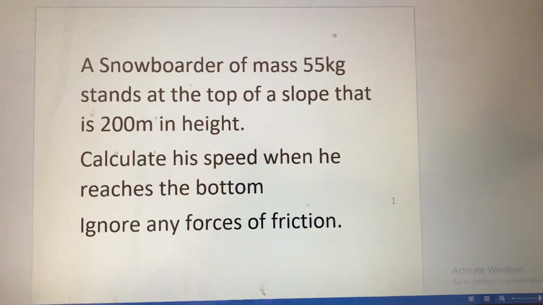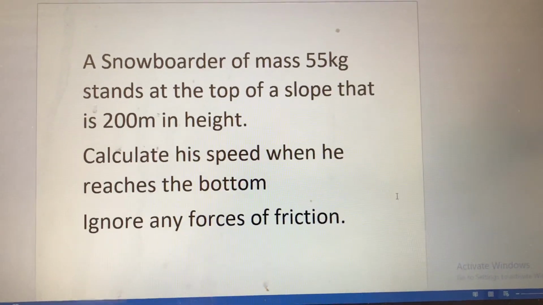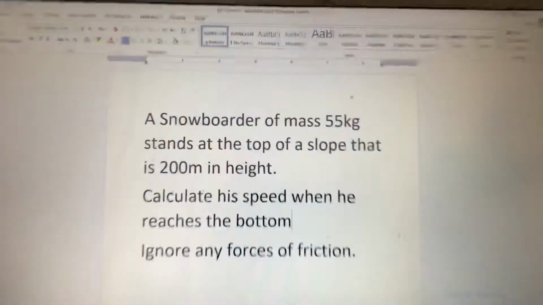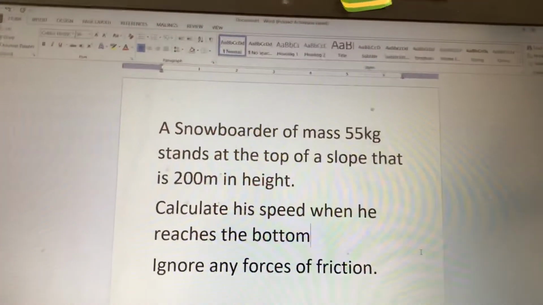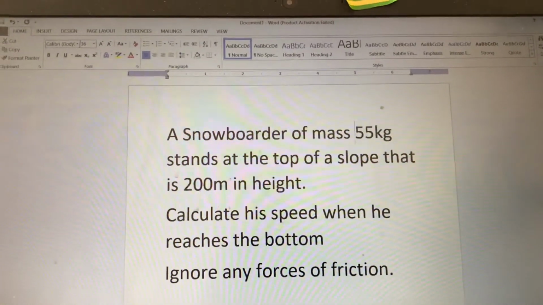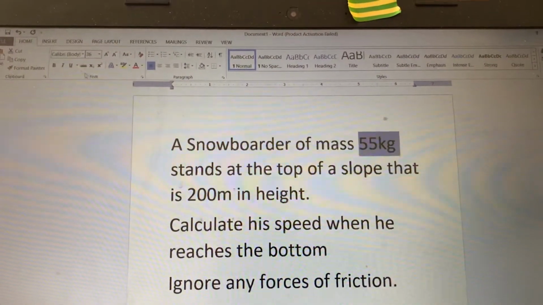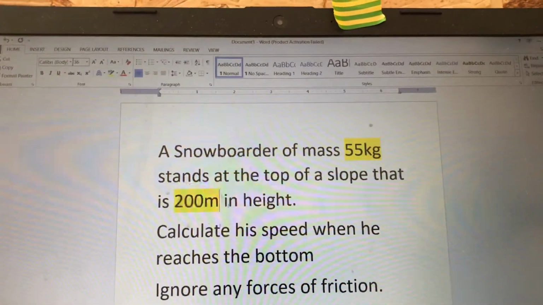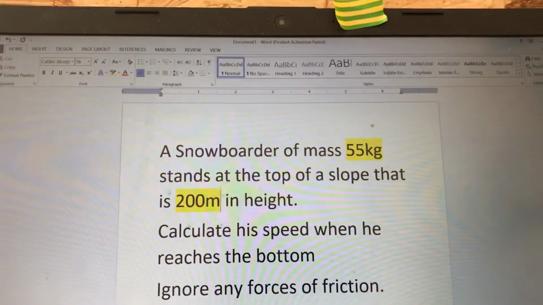Okay, so this is a very common question about energy, and we're trying to look at the speed of something whenever it changes height. It says a snowboarder of mass 55 kilos stands at the top of a slope that is 200 meters in height. So we've got some important information already: 55 kilos and 200 meters. If we're going to do any maths, this is probably the stuff we're going to use.